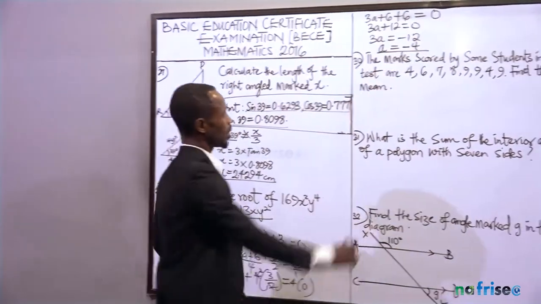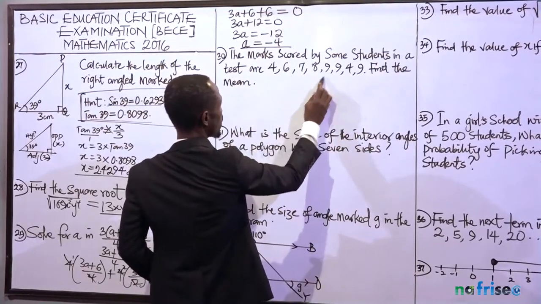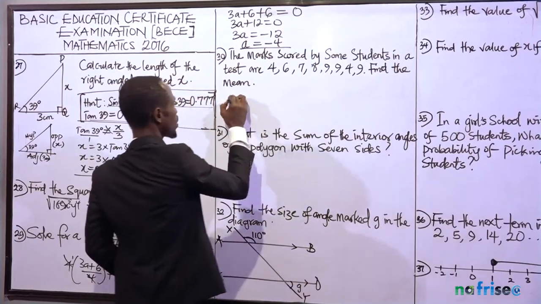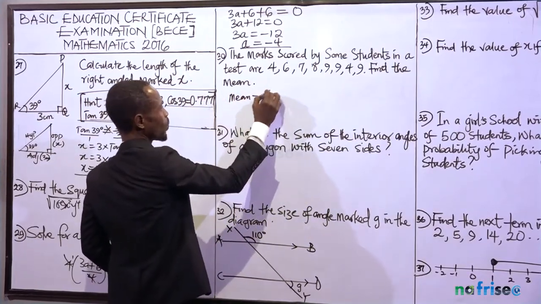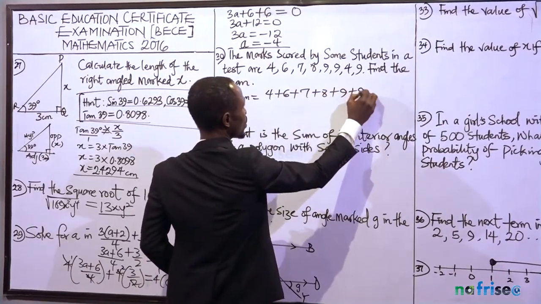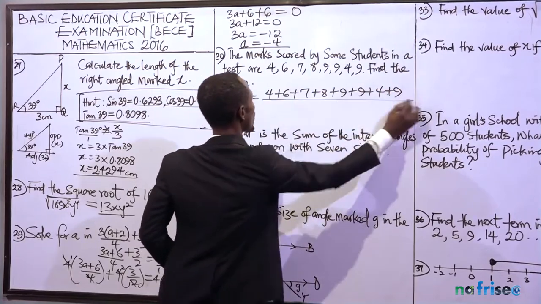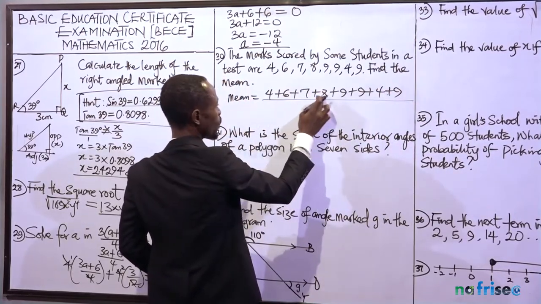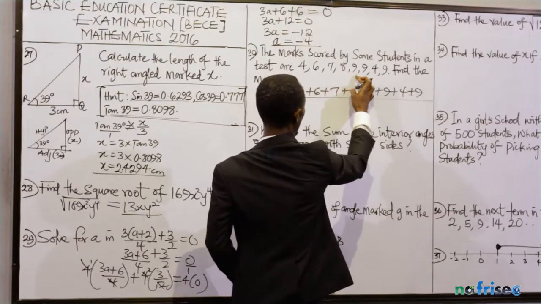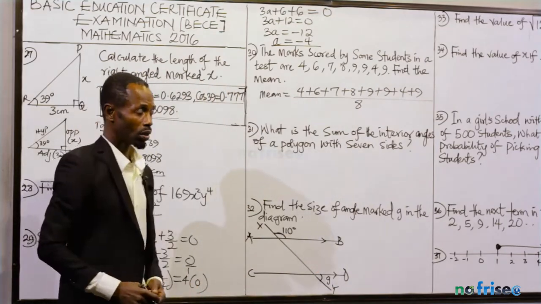Now for 30. The marks scored by some students in a test are 4, 6, 7, 8, 9, 9, 4, 9. Find the mean. Now, mean equals 4 plus 6 plus 7 plus 8 plus 9 plus 9 plus 4 plus 9, all over the total number: 1, 2, 3, 4, 5, 6, 7, 8. So all over 8. So you sum up the whole number divided by the number of observations.